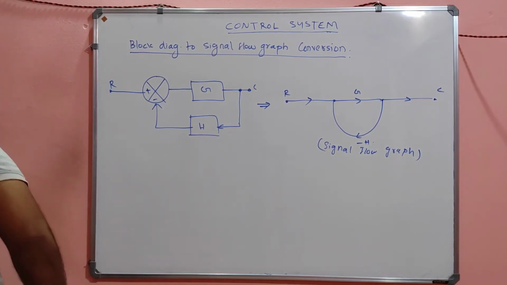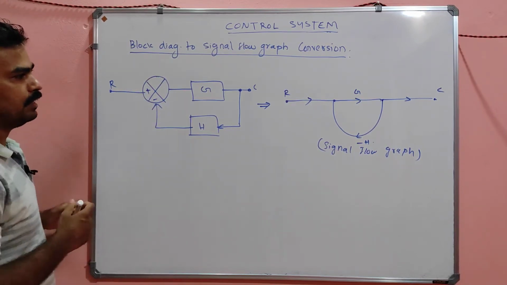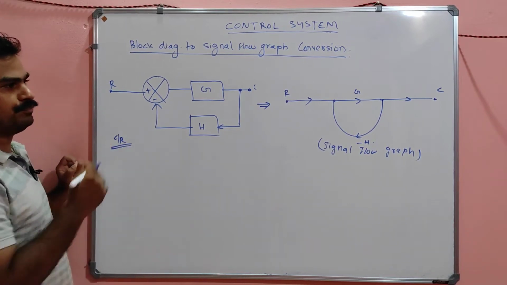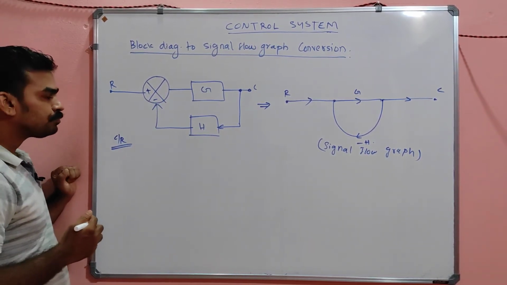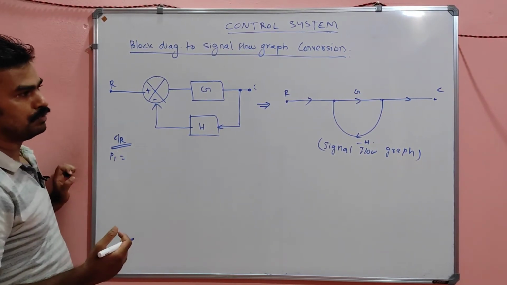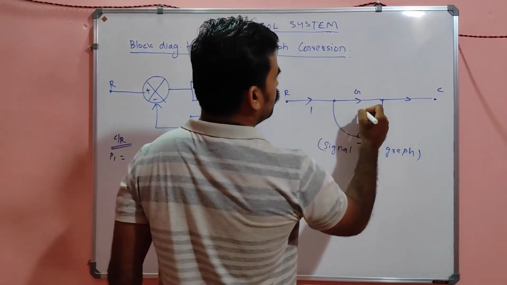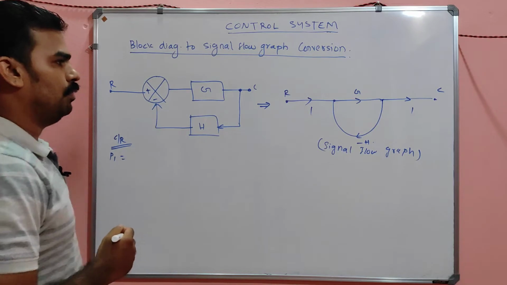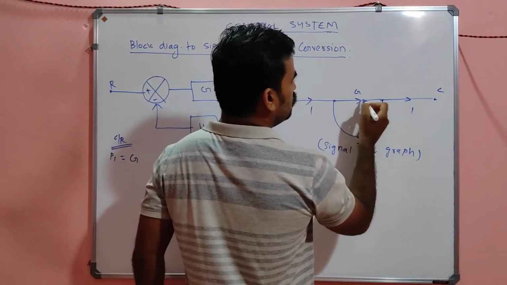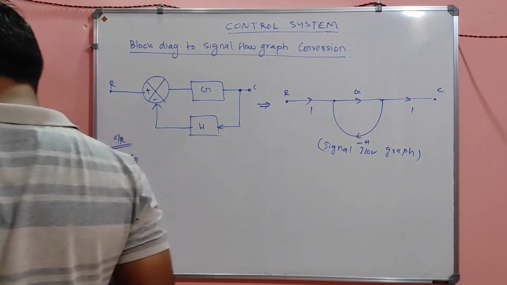Now you find the C by R ratio from the signal flow graph. How can we find it? For that you have to know P1, the number of forward paths. There is only one forward path, with each branch having magnitude 1, 1, 1, 1. So the forward path magnitude will be only G: 1 into G into 1, simply G. Only P1 will be there.